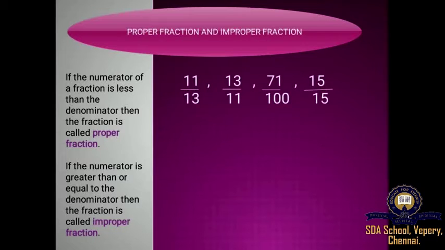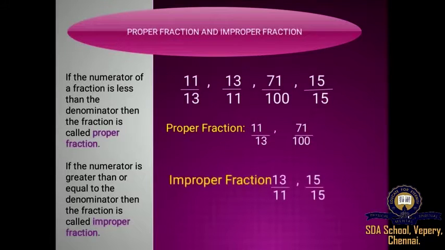So from these fractions, can you identify the proper fraction and improper fraction? Yes. 11/13, 71/100 are proper fractions because the numerator of a fraction is less than the denominator. Whereas the improper fractions are 13/11 and 15/5 because the numerator is greater than the denominator in 13/11 and in 15/5 the numerator is equal to the denominator. So it is an improper fraction.